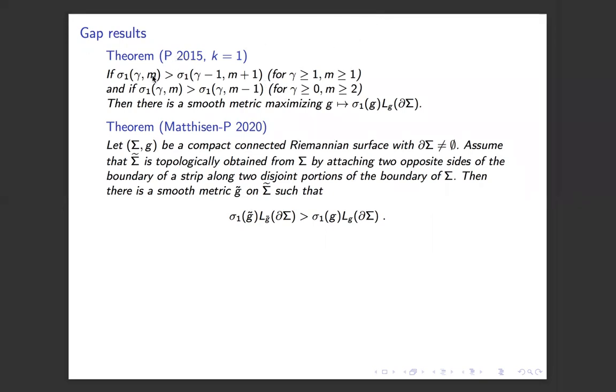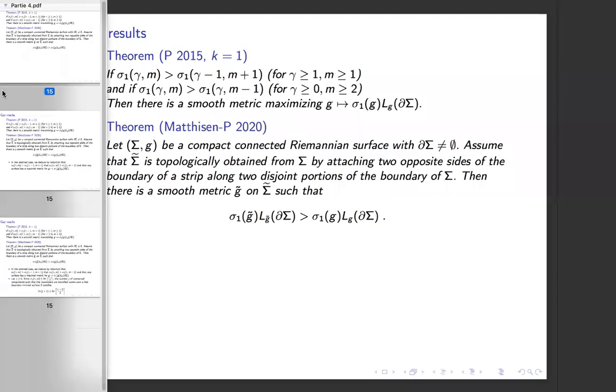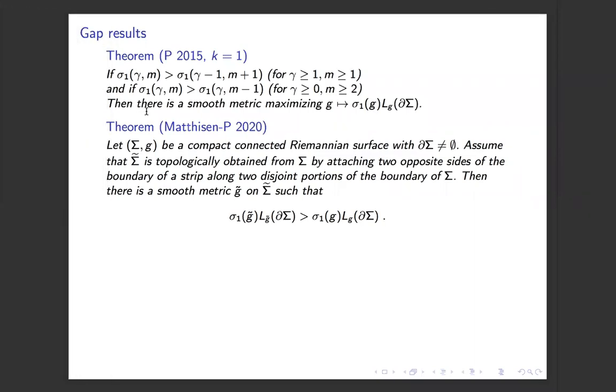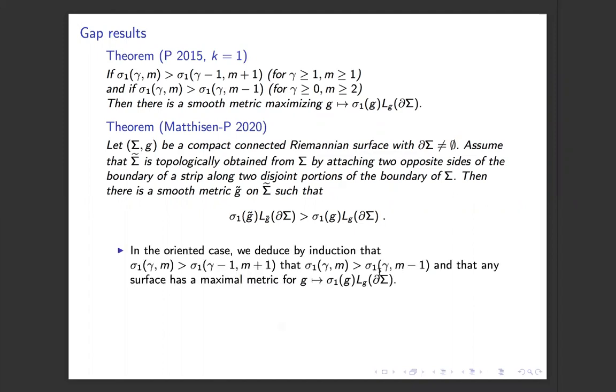Therefore, thanks to these results, we are able to use this theorem and this theorem in order to prove in the same proof that we have strict inequalities and we have a maximal metric for this functional. So we prove it by induction. We start with the disk, for instance, which has a maximizer by a classical result by Weinstock. The maximizer is a flat disk.